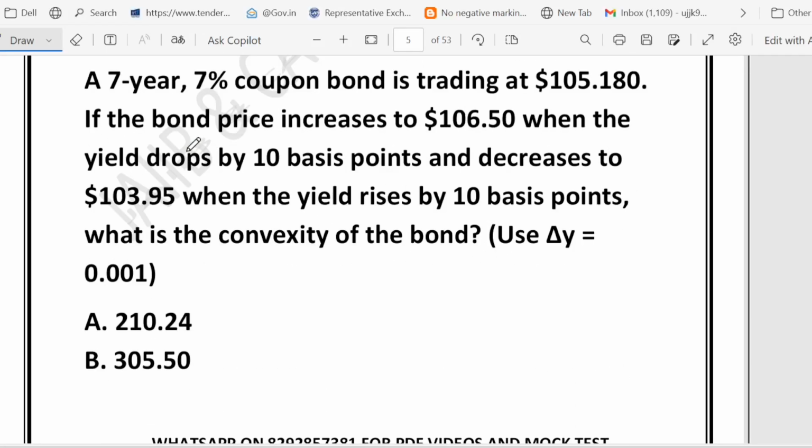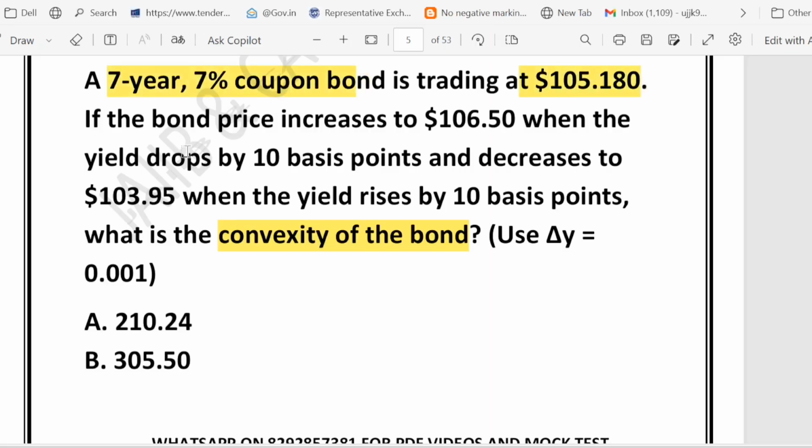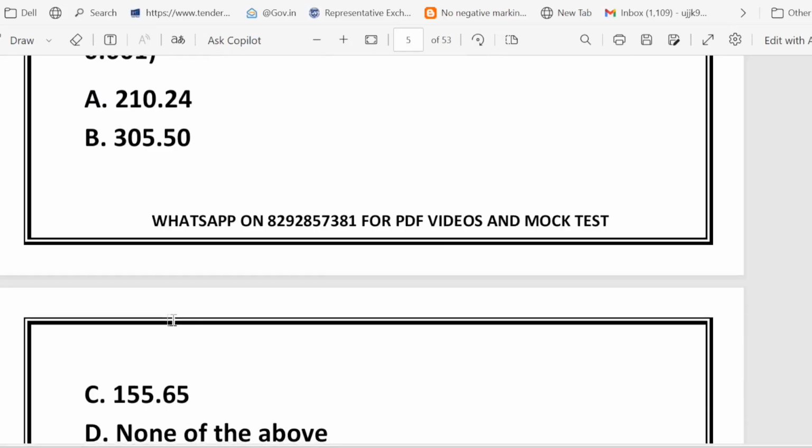Now friends, let's have a look at this part of the question. This is one of the most familiar questions. Every time in the examination, they ask you to calculate the convexity of the bond. So let's see how to go about calculating it. Think about it: what data have they given? A 7-year, 7% coupon bond currently trading at $105.180. Suppose the bond price increased to 106.50 when the yield dropped by 10 basis points, and the bond price decreased to this much when the yield rises by 10 basis points. So what is the convexity of the bond? Very good question. The options are 210.24, 305.50, 155.65, and D none of them.